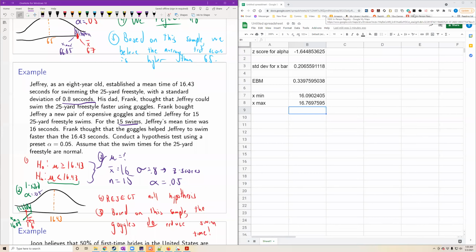In other words, based on this experiment, we are fairly certain that these goggles were a good purchase. They helped swim faster, and we should keep them.